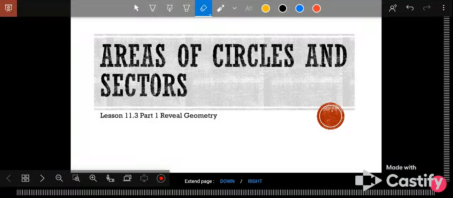This video will help us here with 11.3 from our Revealed Geometry book. We're going to find the area of a circle today, and then with the part 2 video, we will work on area of a sector of a circle. And so we're going to break this into 2 parts. First, whole circles and just circle base rules and definitions, and then we'll work specifically on sectors.